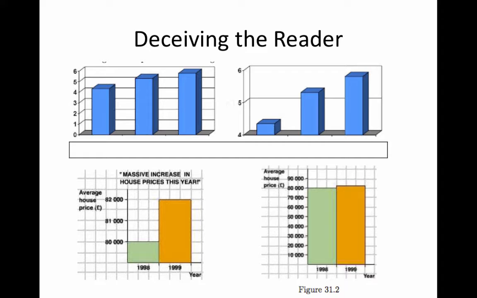Notice on the y-axis, the first value you see is 80,000 pounds, and it shows a difference between 80 and 82,000 pounds. It looks like a massive increase in housing prices, but with the same data on a figure that starts at 0, you could see there's not much of a difference.